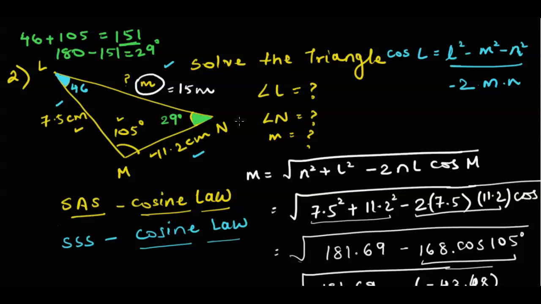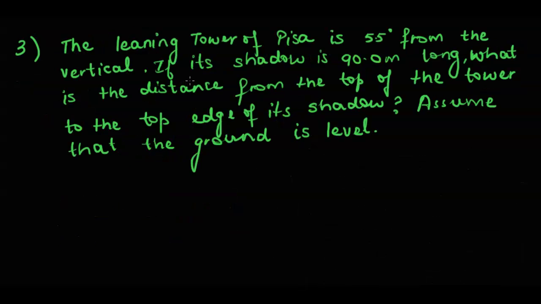Let's take up one example of a word problem to understand it better. Let's say we're given a question: the Leaning Tower of Pisa is 5.5 degrees from the vertical. If its shadow is 90 meters long, what is the distance from the top of the tower to the top edge of its shadow? We have to assume that the ground is level.